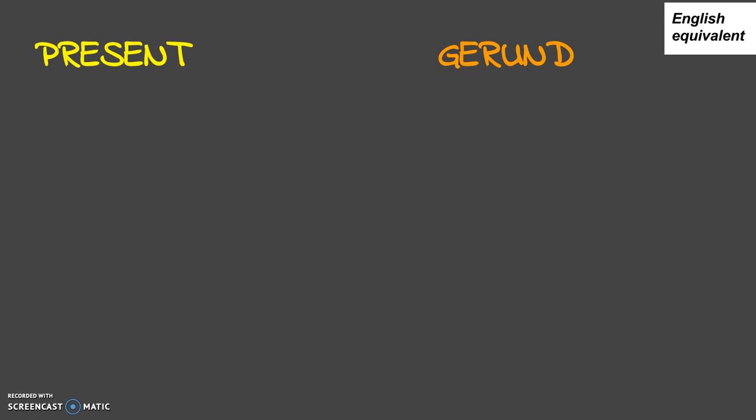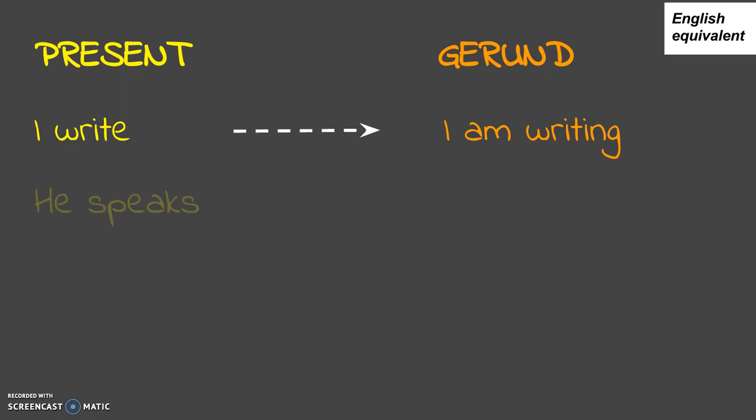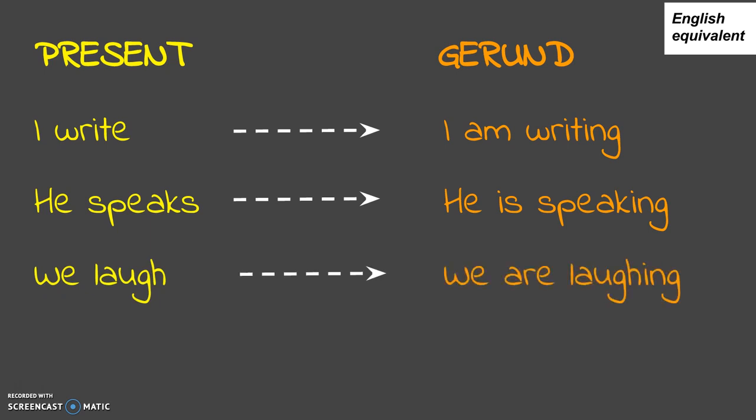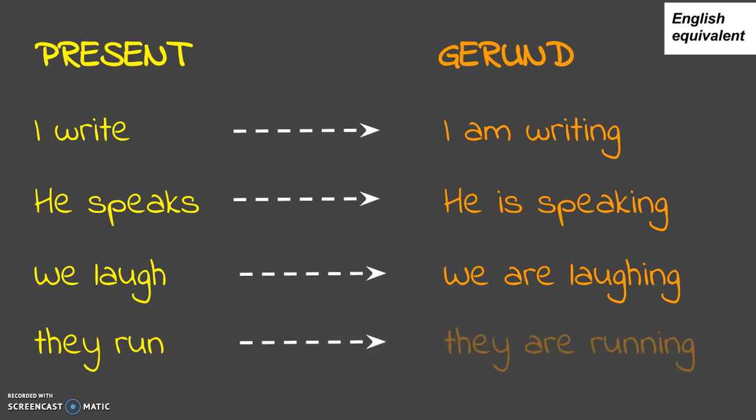The present tense and the gerund are closely connected, so let's look at some English examples. In the present tense, I write. In the gerund, I am writing. In the present tense, he speaks. In the gerund, he is speaking. Present tense, we laugh. Gerund, we are laughing. And present tense, they run. Gerund, they are running. So as you can see, in English, the gerund is the ing form of the verb.